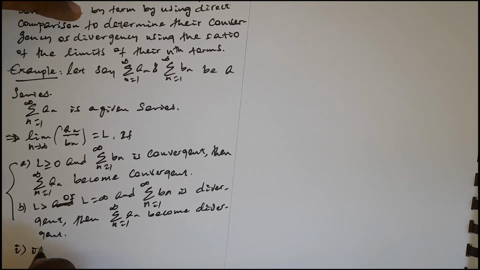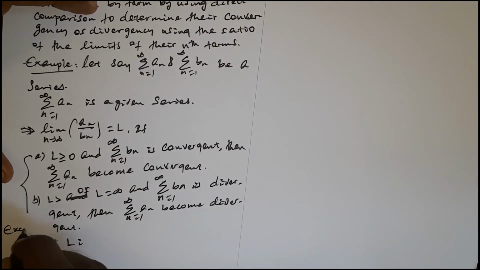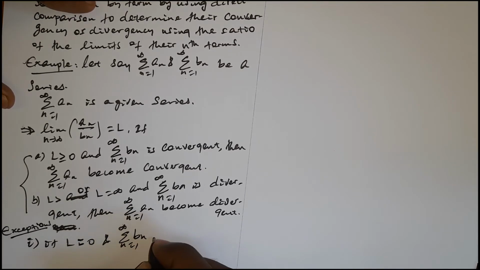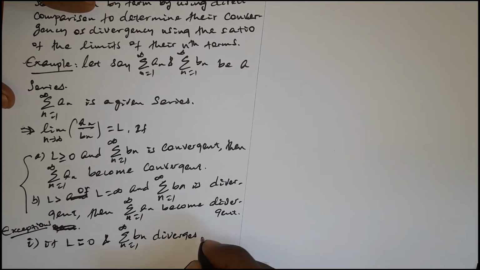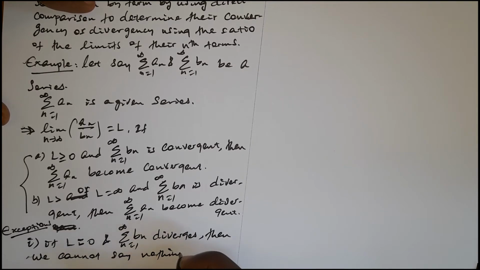We have two exceptions. If L is equal to 0 and the series BN is divergent, then we cannot say anything about AN.